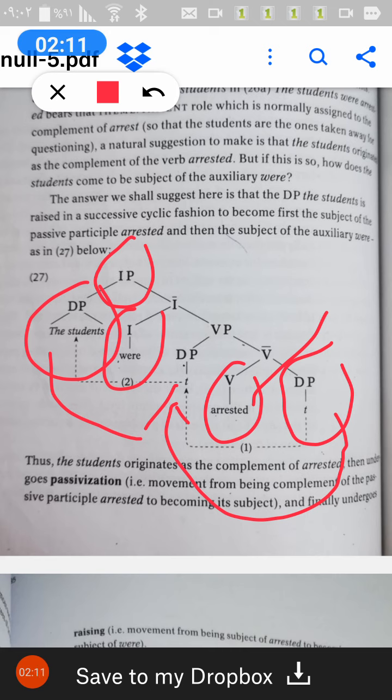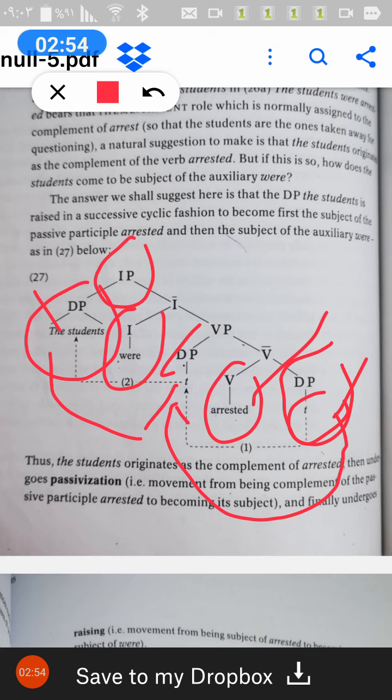By the way, as we have studied in subject raising, when this complement, the students, the object of the passive participle arrested, is moved from this position into this one, it leaves a trace. That is why we use the symbol T to refer to the trace, the original position. And then later on, in a third movement, the students, the DP, this noun phrase, is moved to function here as the subject of the auxiliary were.